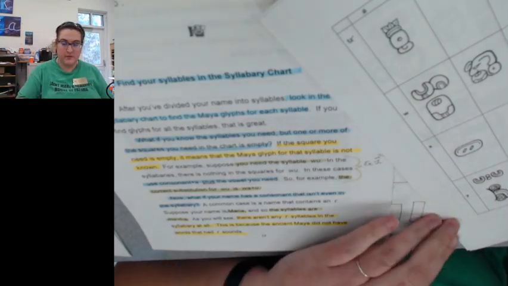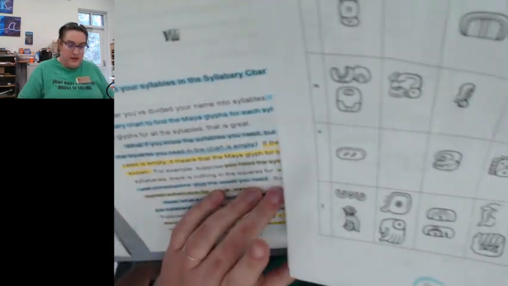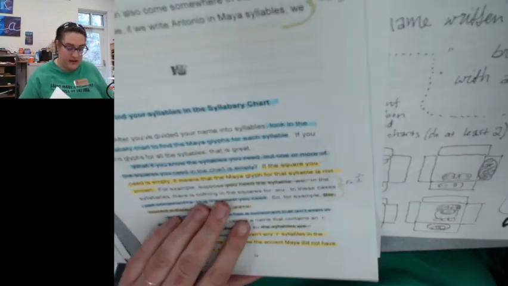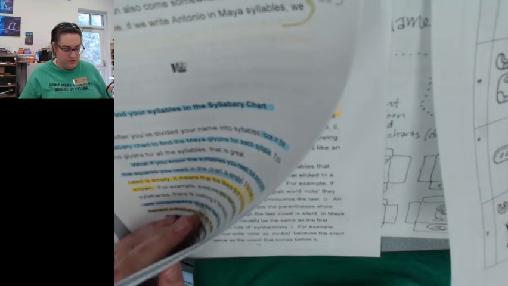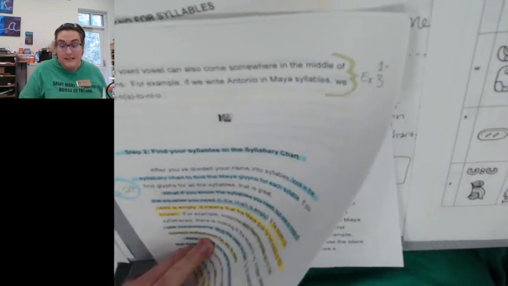Okay, good news. It was right on top of a pile of stuff on my desk. So, syllabi chart in your packet. It probably was just before the page, it's probably at the very end.